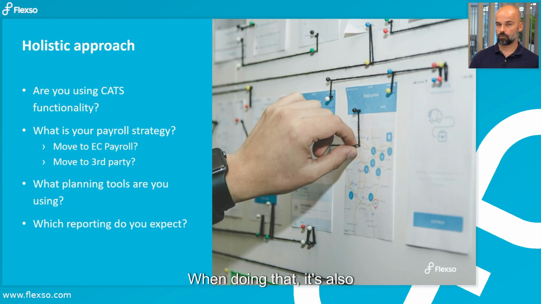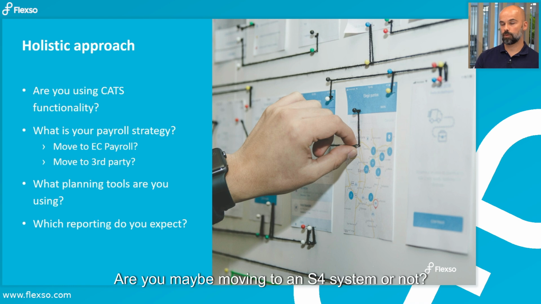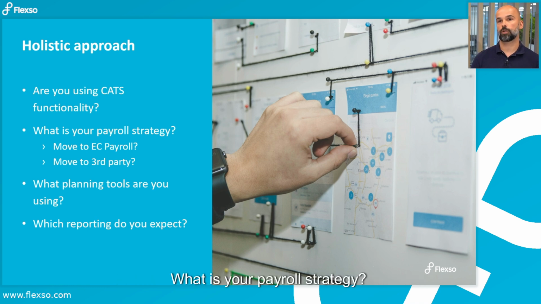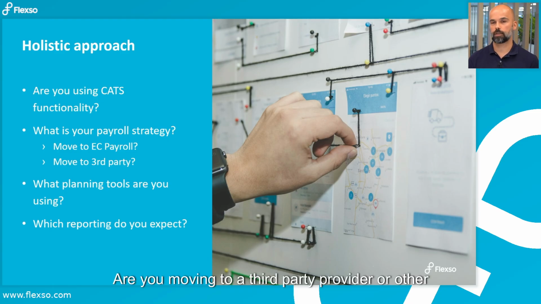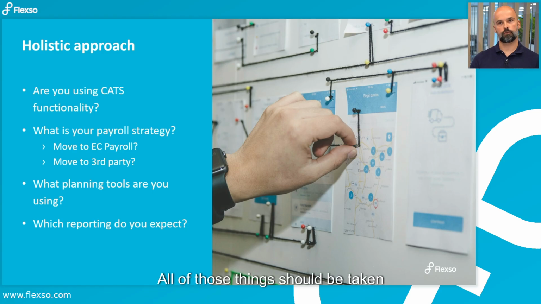When doing that, it's also important to try and cover everything, try to take a holistic approach. For instance, thinking about the cross-application timesheet functionality. Are you using that? What is your plan there in the future? Are you maybe moving to an S4 system or not? What is your payroll strategy? Are you using EC payroll? Are you moving to a third-party provider or other strategies? What planning tools are you using? Do we need to integrate with those planning tools? What expectations do we have of reporting? All of those things should be taken together when devising the plan for the project.